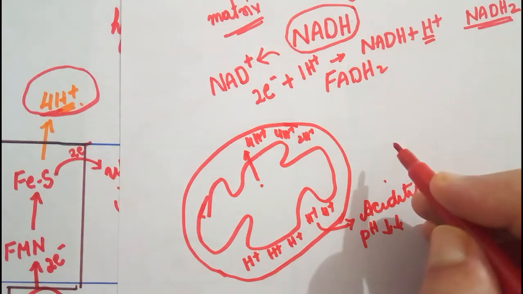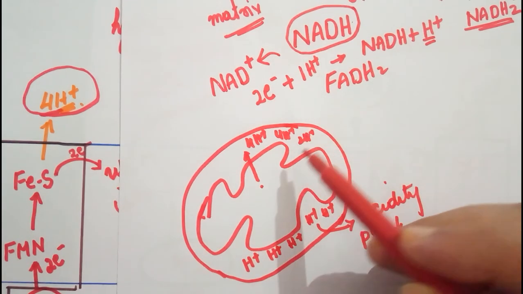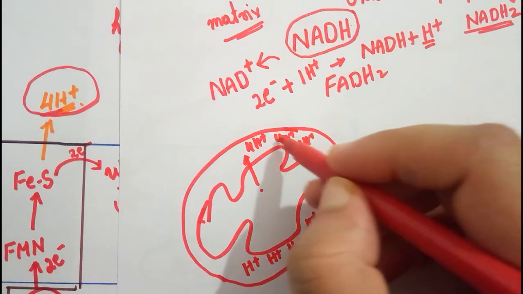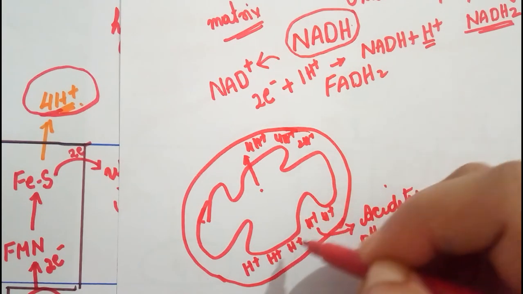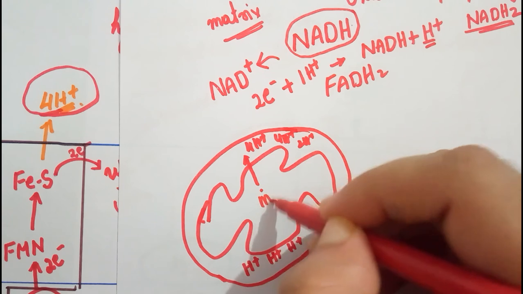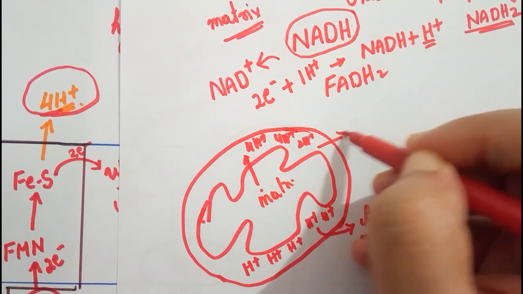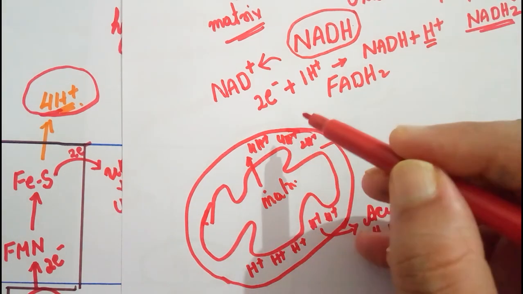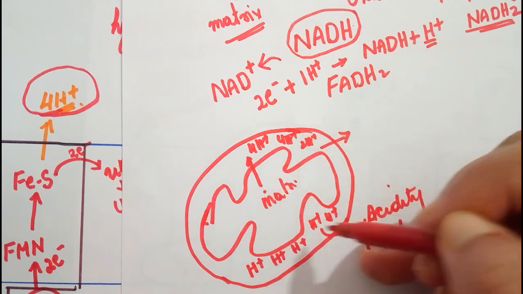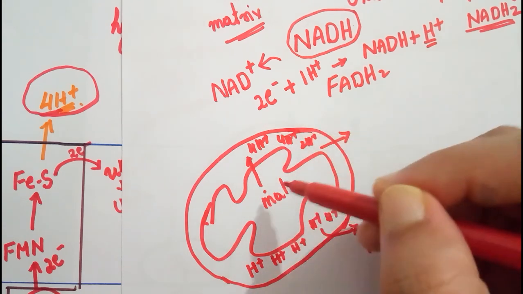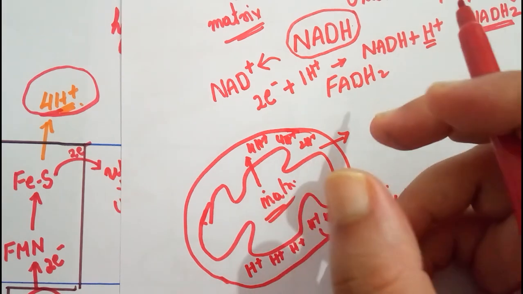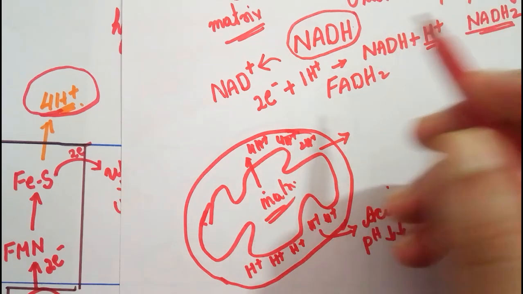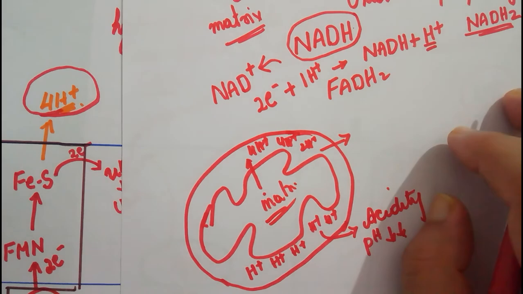And who's responsible for this? Electron transport chain is responsible for this. So electron transport chain has created a gradient, a difference in protons between the mitochondrial matrix and the intermembrane space. Where are the number of protons more? We have more protons in the intermembrane space of the mitochondria in comparison with the matrix. So this gradient is created by the electron transport chain and the protein complexes that are arranged. They are responsible for it.